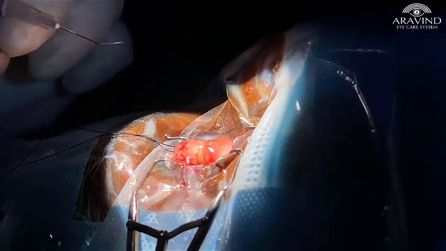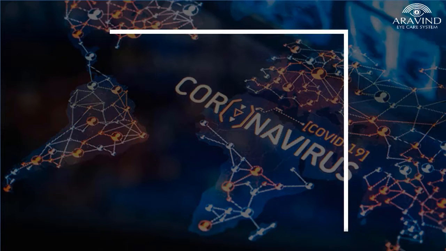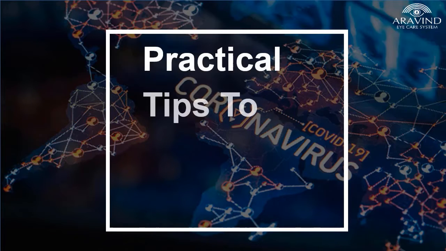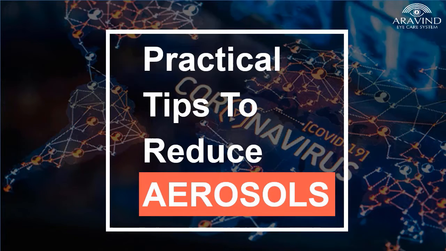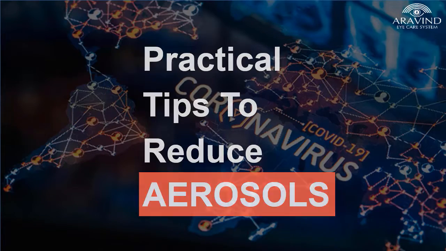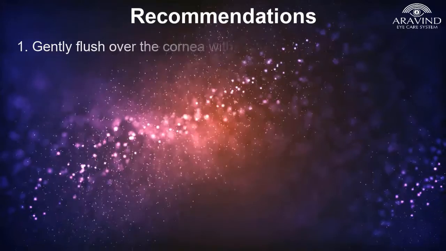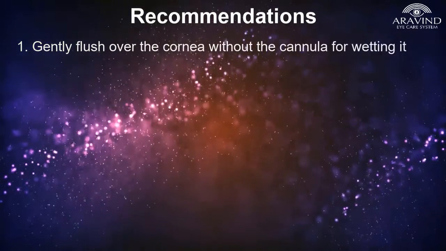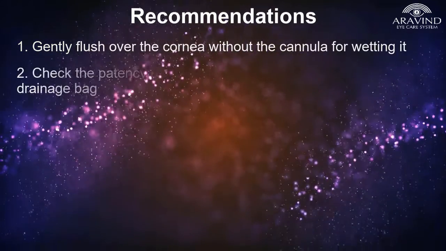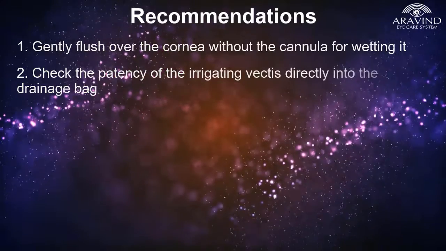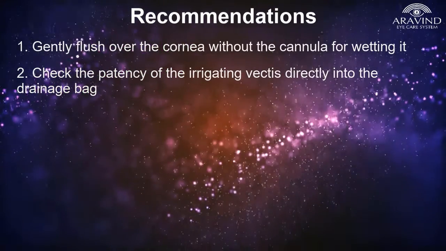cannula out. So, to summarize, here are the 5 practical tips to reduce aerosolization during manual small incision cataract surgery in the COVID-19 period. Gently flush over the cornea without the cannula for wetting it. Check the patency of the irrigating vectors directly into the drainage bag.